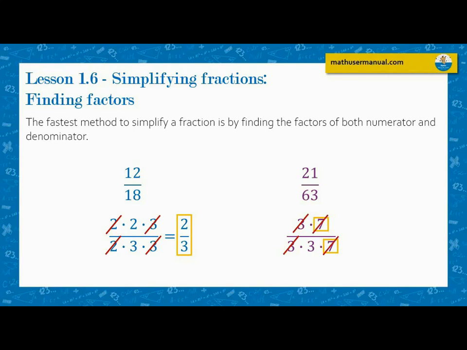But be careful. When you have nothing on the top using this method, it doesn't mean you get 0 in the numerator. It means you get 1. So the simplest form of 21 over 63 is 1 over 3. And these are the 2 methods we can do to find the simplest version of a fraction.